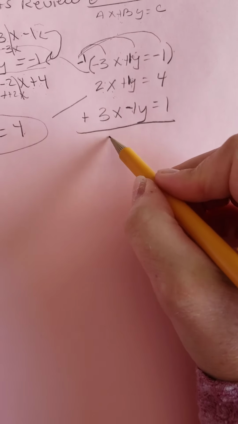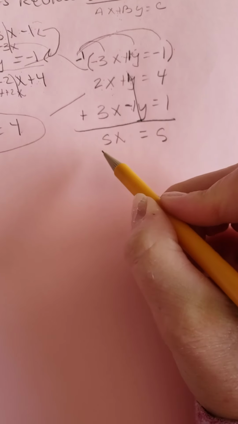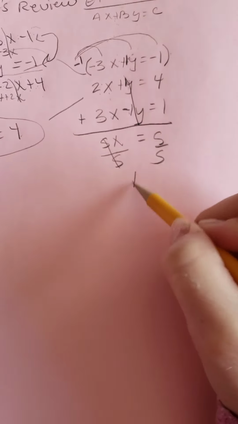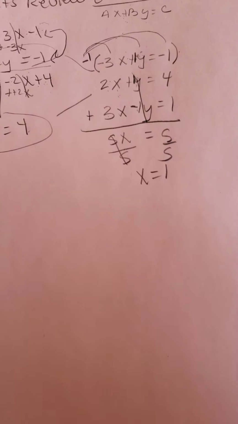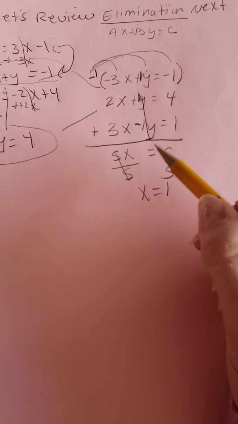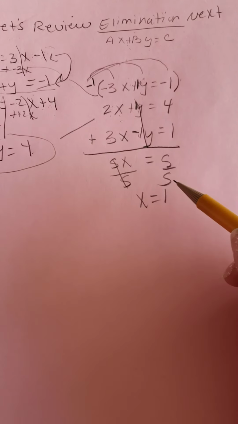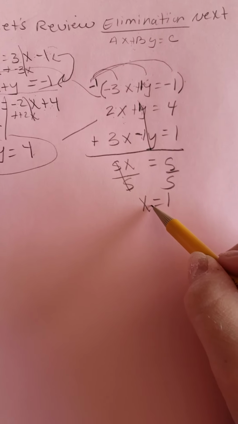2 plus 3 is 5x. Opposites cancel out. 4 plus 1 is 5. Divide by 5. And surprise, surprise, we get x equals 1. Again, we already knew x equals 1. We've solved this system two other times, right? We graphed it. We used substitution. We're just reviewing here. Now I have my x, I need to find my y.